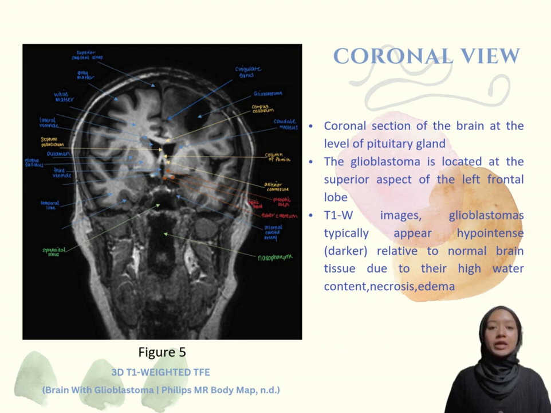In this video I will be explaining the coronal view of glioblastoma in MRI. So this is an image of a 3D T1 weighted MRI, and this is a coronal section of the brain at the level of the pituitary gland. Before we dive in deeper, let's take a look at the labeled image given.